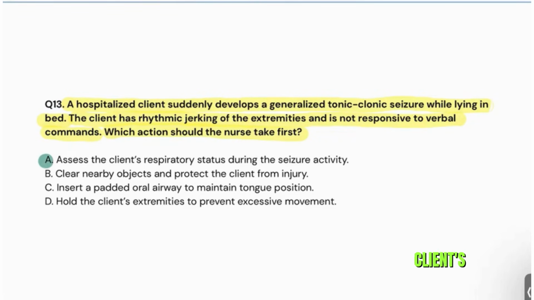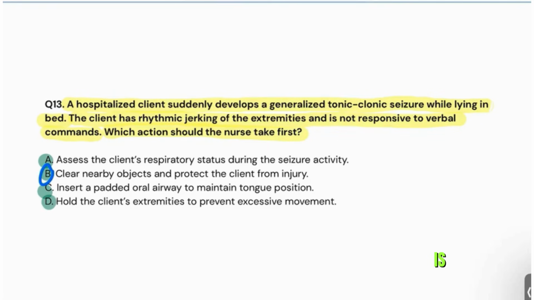A, assess the client's respiratory status during the seizure activity. B, clear nearby objects and protect the client from injury. Letter C, insert a padded oral airway to maintain tongue position. Or letter D, hold the client's extremities to prevent excessive movement. Pause the video.